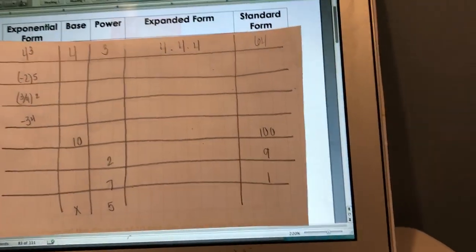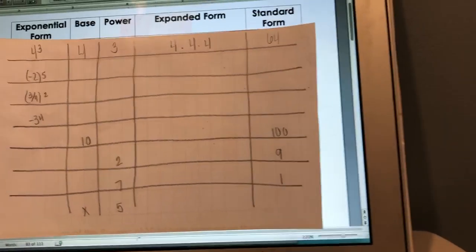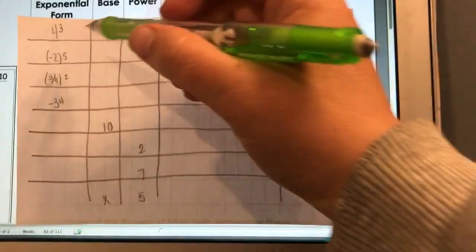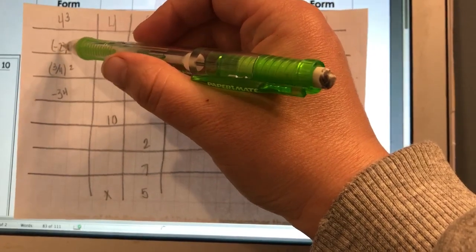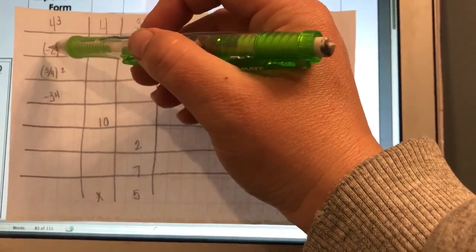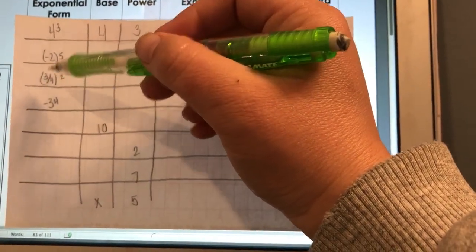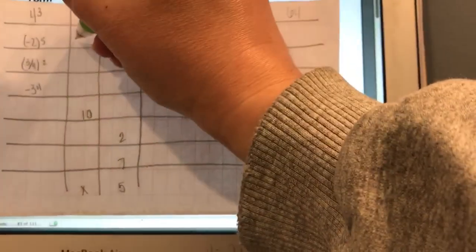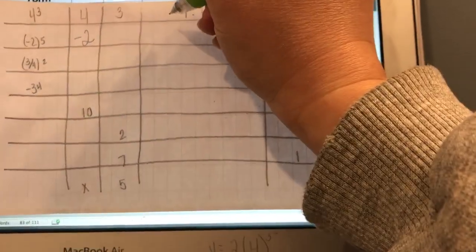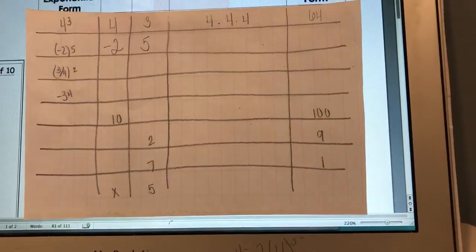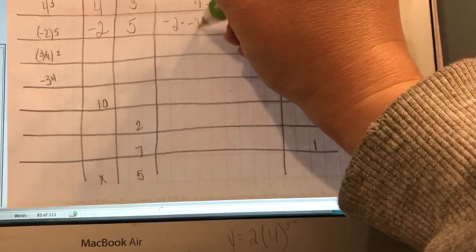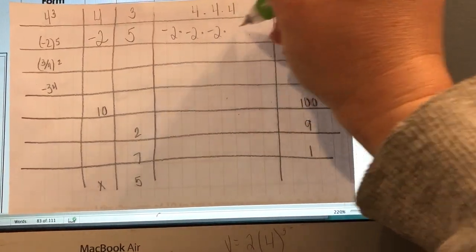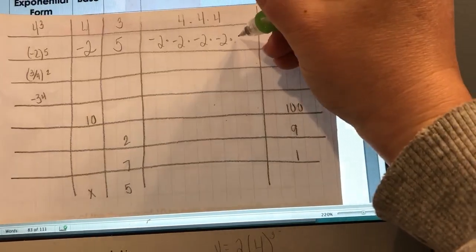So the negative numbers we're going to pay close attention to, the negative bases, I should say. So for this one, I have a base of -2. It's in a parenthesis, which is really important because that means that the whole -2 is being multiplied 5 times. So my base here is -2. The power is the little guy, that's going to be 5. And expanded form, I'm going to write it out using multiplication. So I have -2 times -2 times -2 times -2, and one more.